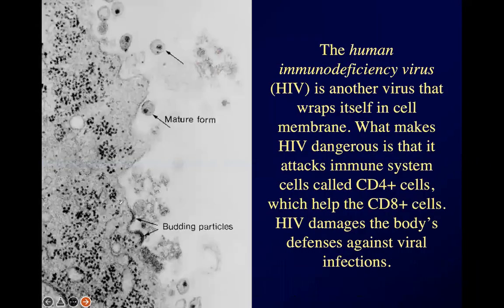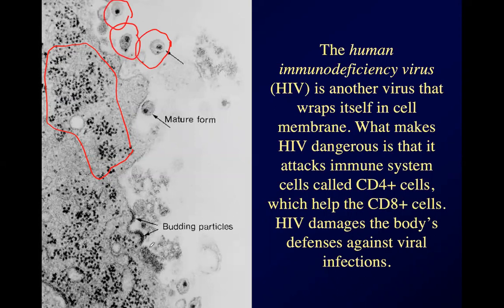Here's the thing, the human immunodeficiency virus, or HIV, is another virus that wraps itself in cell membrane. You're looking at an HIV-infected cell. There's lots of virus particles down here, all of these little black specks. And then as it buds off the host cell, it wraps itself in a bit of cell membrane. So that right there is a mature human immunodeficiency virus. And that's another one, and that's another one. And you can see some that are budding off.